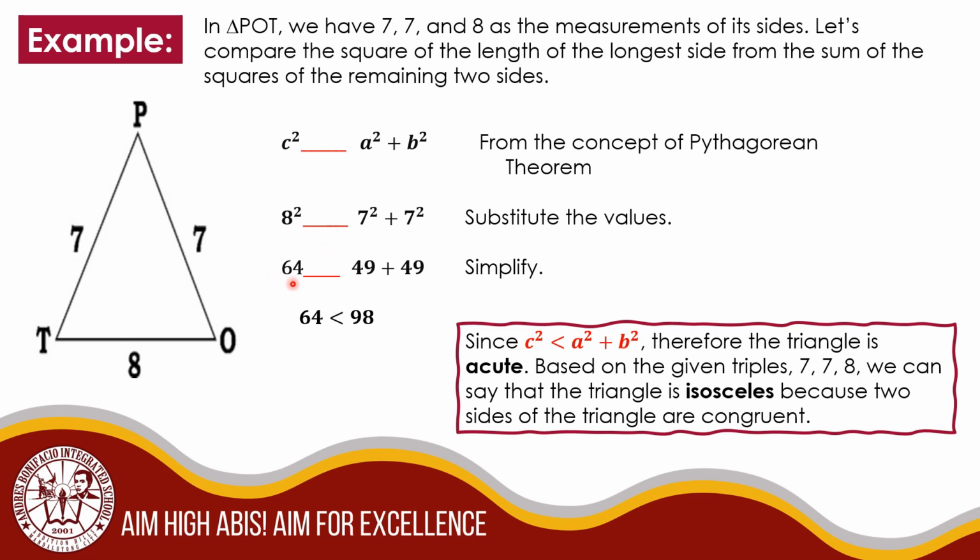8 squared is 64, 7 squared is 49, plus 7 squared is 49 also. 49 plus 49 is 98. So 64 is less than 98. So since C squared is less than A squared plus B squared, therefore the triangle is acute. Based on the given triples 7, 7, 8, we can say that the triangle is isosceles because two sides of a triangle are congruent.